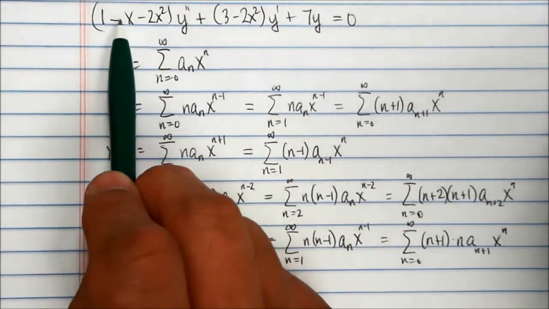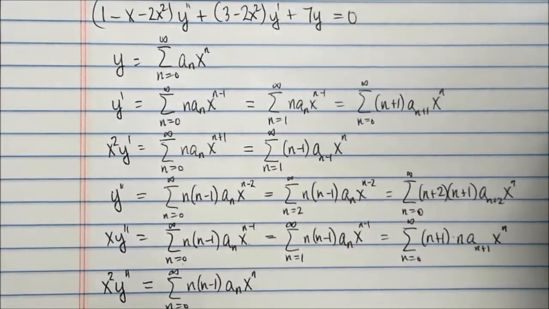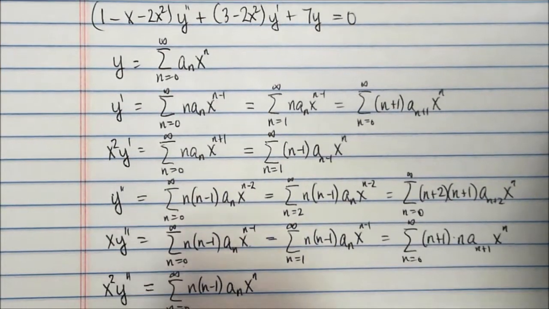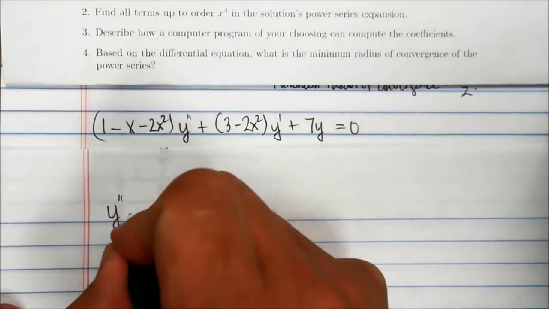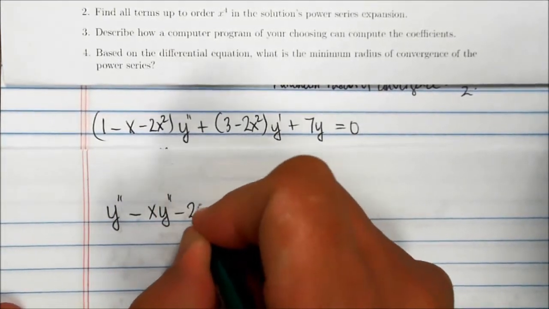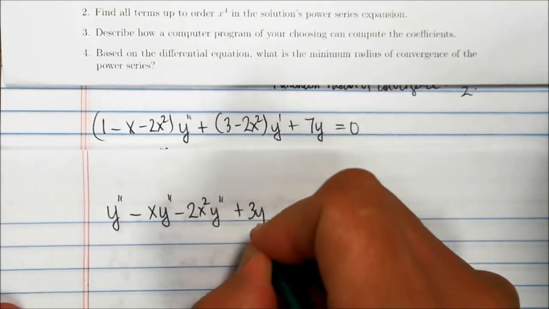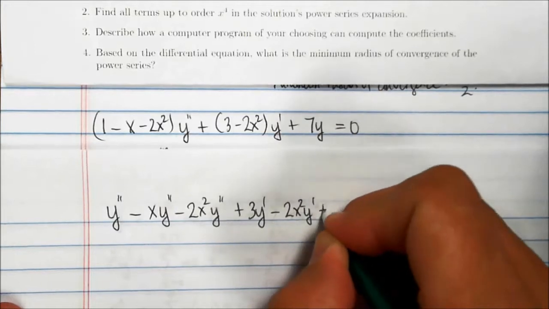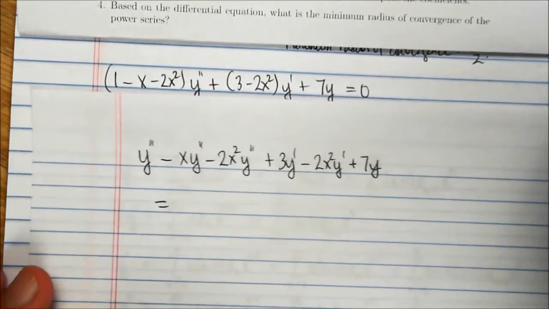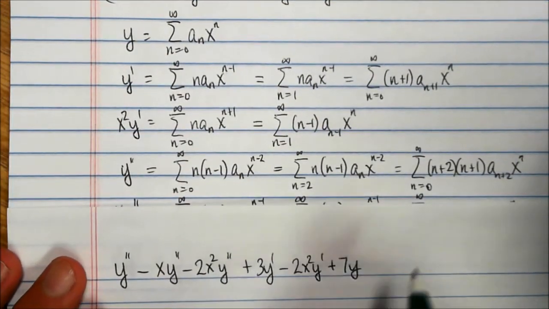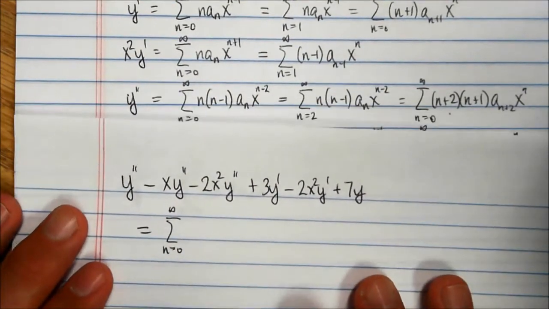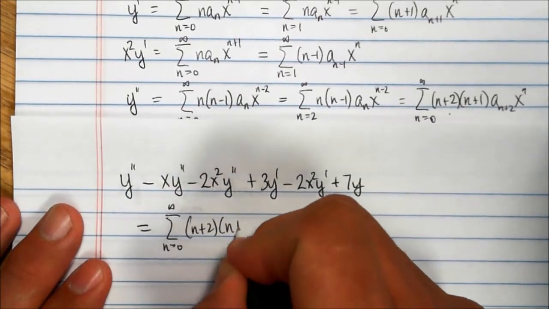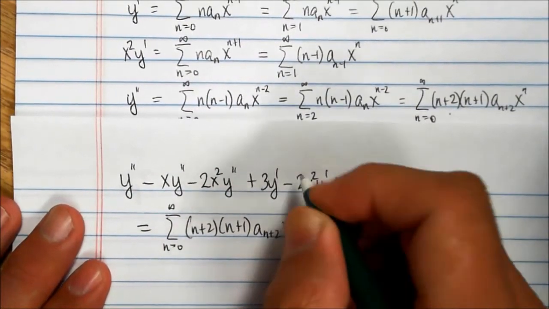So I have y double prime. So let me start with a fresh sheet of paper. Okay, so we have y double prime minus x y double prime minus 2x squared y double prime plus 3y prime minus 2x squared y prime plus 7y. Okay, let's take these one at a time. Y double prime is this right here. Summation n equals 0 to infinity, n plus 2, n plus 1, a sub n plus 2, x to the n.